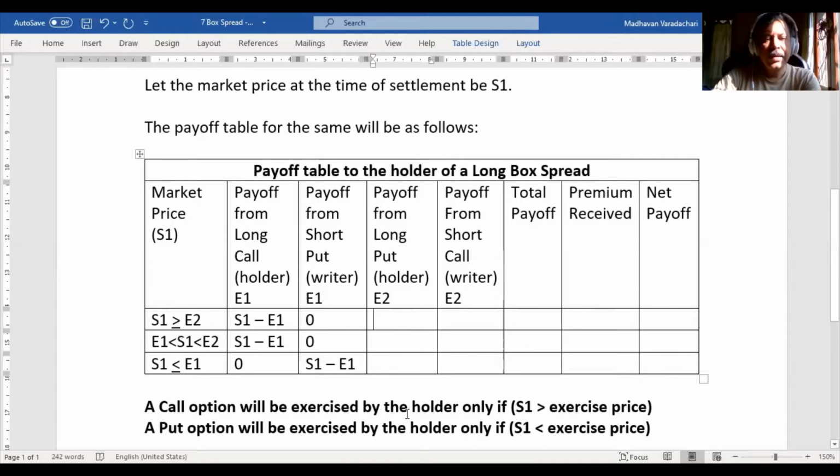Next, this is a long put, which means I am the holder of a put option. Market price is larger than my exercise price, I won't exercise. Here, market price is lesser than my exercise price, I will exercise. My profit will be E2 minus S1. The third case, market price is lesser than the least exercise price, which means it will be less than my exercise price also. That means I will get a payoff of the same thing, E2 minus S1.